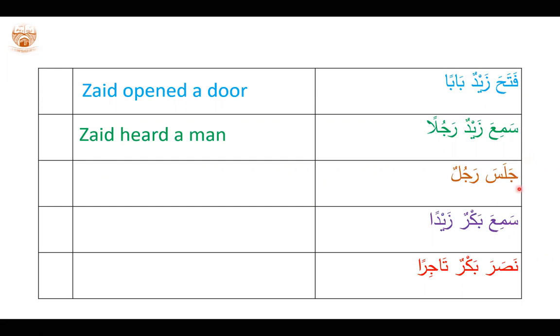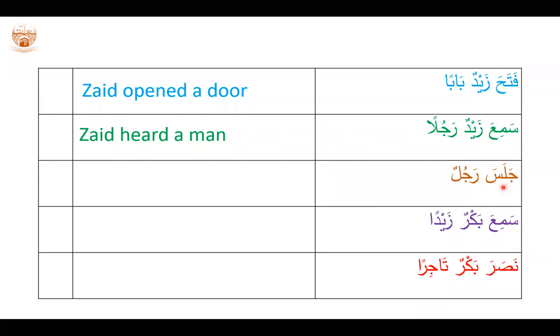The next sentence, Jalasa Rajulun. A man sat. Jalasa, sat. Rajulun, a man. A man sat. Is this verb a transitive or an intransitive verb?